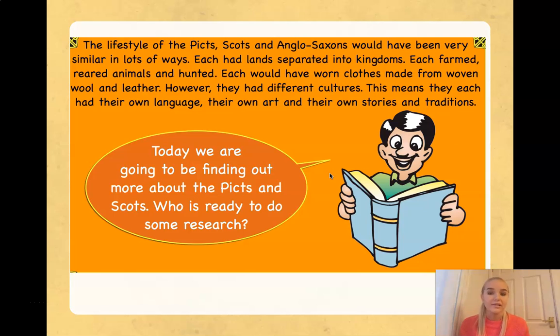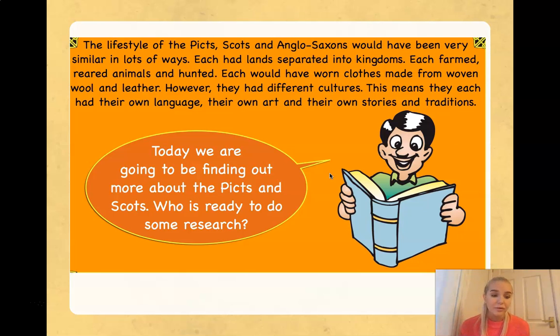Okay, there were many ways that the lifestyles of the Picts, the Scots and the Anglo-Saxons would have been very, very similar. We've learnt today that each of their lands was separated into kingdoms, and each of them farmed, reared animals and hunted. So they hunted for the animals and used them for farming and food and crops. Each of them would have worn clothes made from woven wool and leather that they would have probably got from the animals.